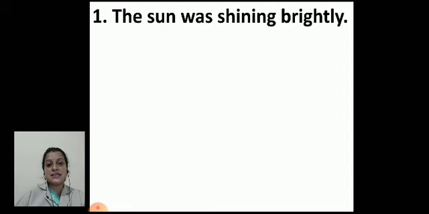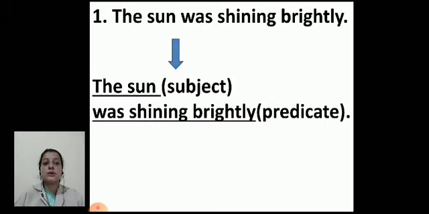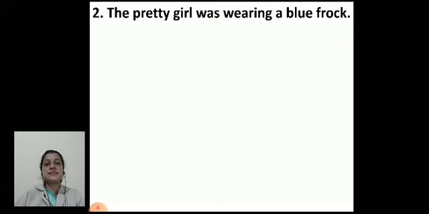So what is the subject here? What are we talking about? The sun, right? The sun is what we are talking about. Was shining brightly is that part of the sentence which is telling us what the sun was doing, right? So it is the predicate, and moreover, was shining brightly is the part of the sentence which contains the verb, which is shining. So the sun is the subject, and was shining brightly is the predicate.